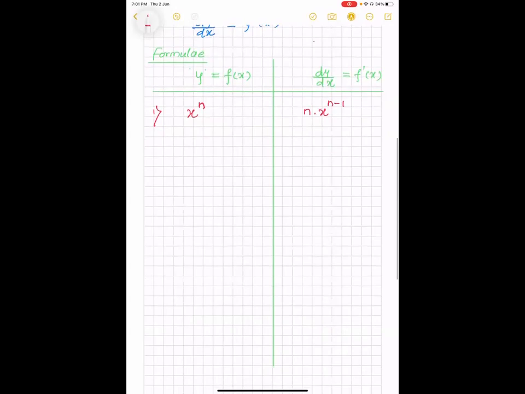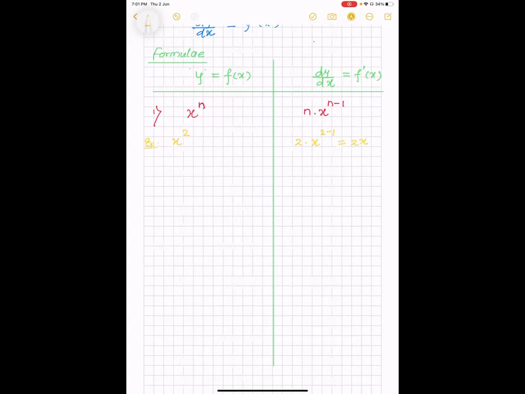Now let's take some examples based on this. If we have, let's say, x raised to 2, here you see that the value of n is 2. So if we apply the formula, we get 2 times x raised to 2 minus 1, which finally gives us 2x.